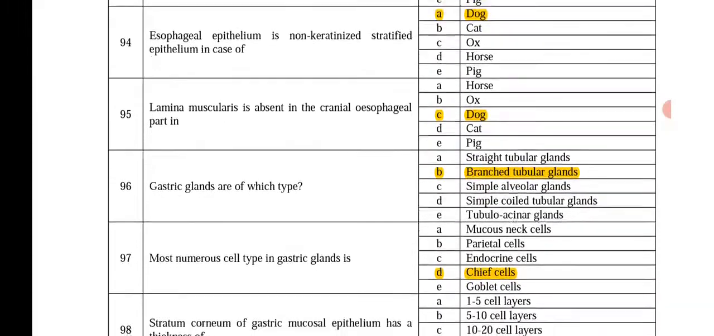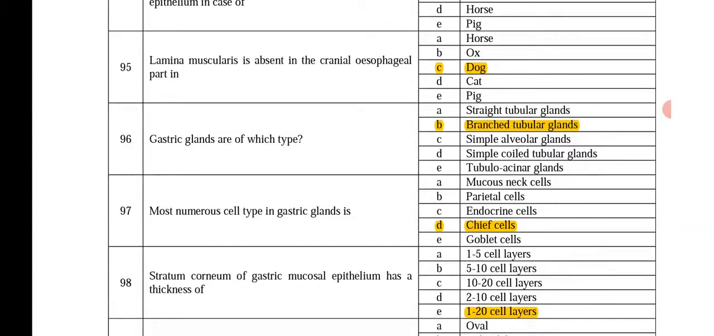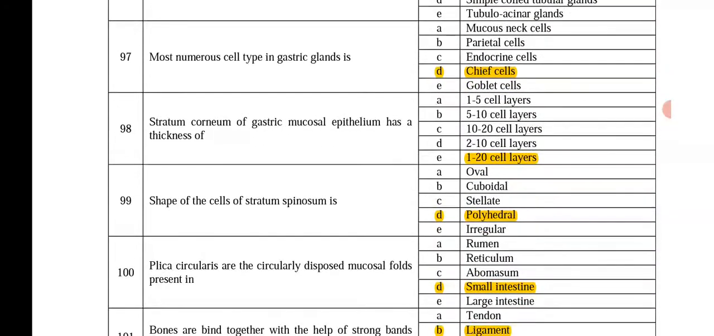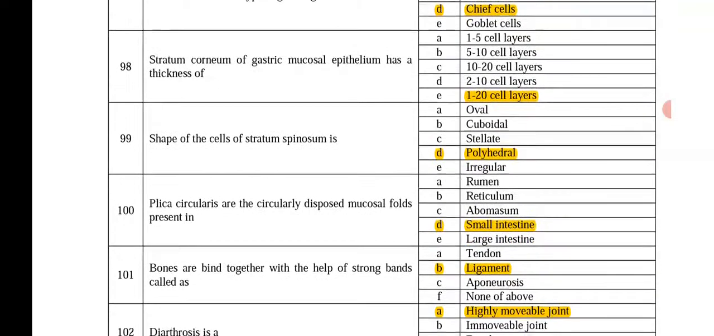Gastric glands are of which type? Branched tubular glands. Most numerous cell type in gastric gland is chief cells. Stratum corneum of gastric mucosal epithelium has a thickness of 1 to 20 cells. Shape of cell of stratum spinosum is polyhedral. Plica circularis are the circularly disposed mucosal folds present in small intestine.